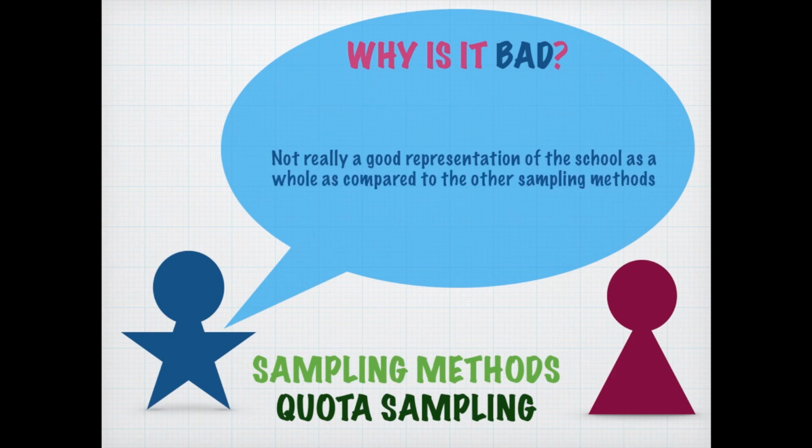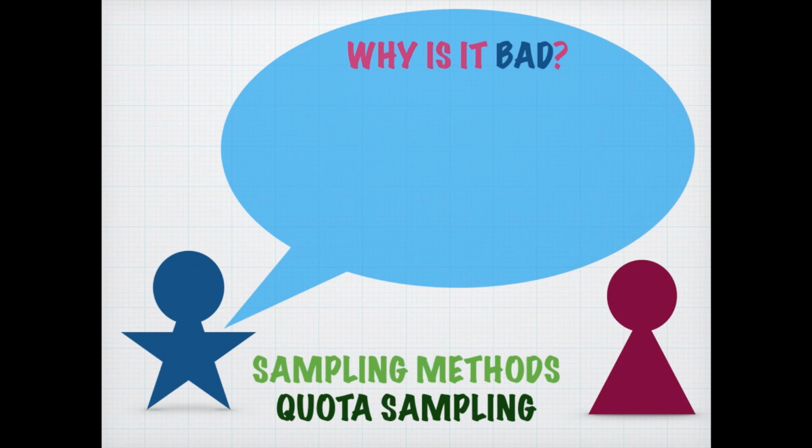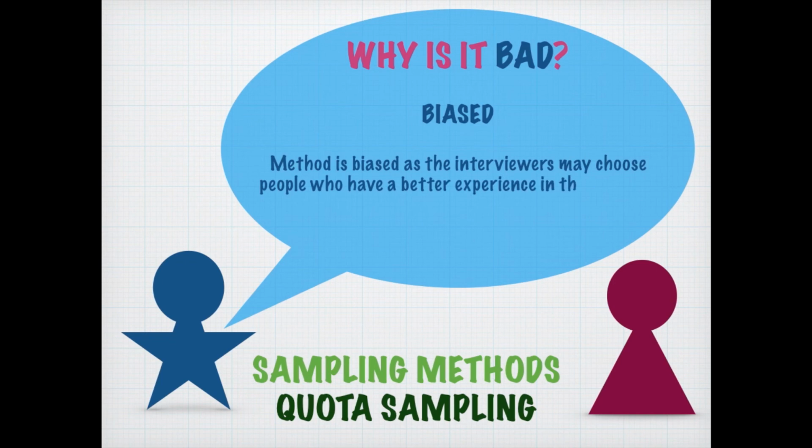It is bad, as it is not really a good representation of the school as a whole as compared to the other sampling methods. The people chosen are not random, and thus it is difficult to assess the sampling error. The method is biased, as the interviewers may choose people who have a better experience in the school to be interviewed to give the school a better reputation.